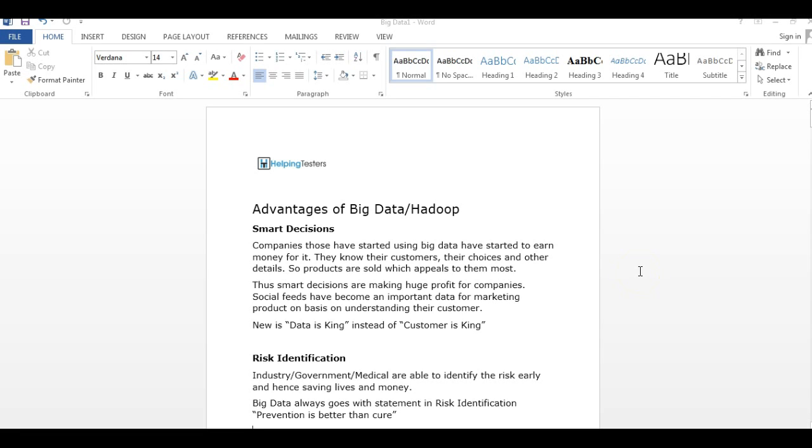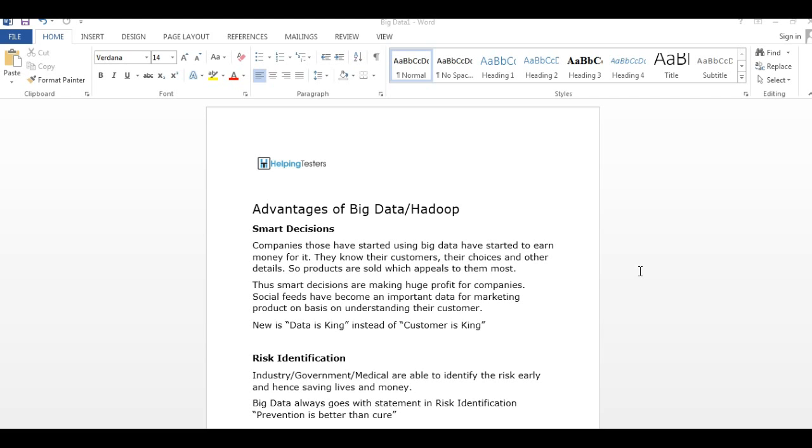Hello friends, as you must already be aware by now, why Hadoop is used for big data. There are many benefits of using and collecting big data, but it is a very common interview question to give the advantages of big data Hadoop. So let's go through the three main points for which big data is used.